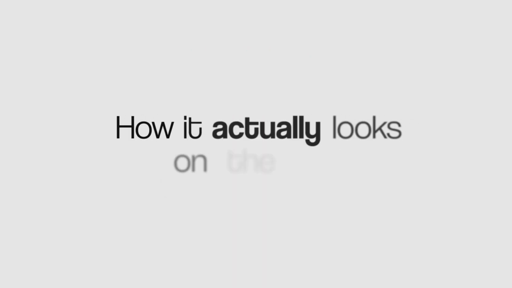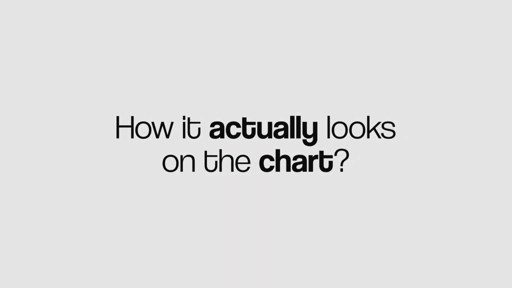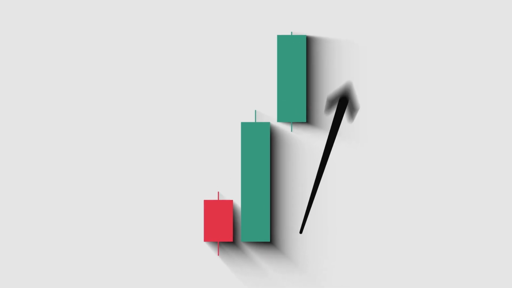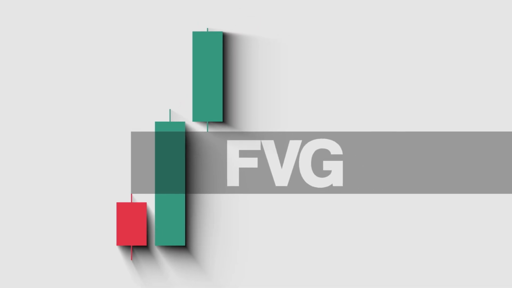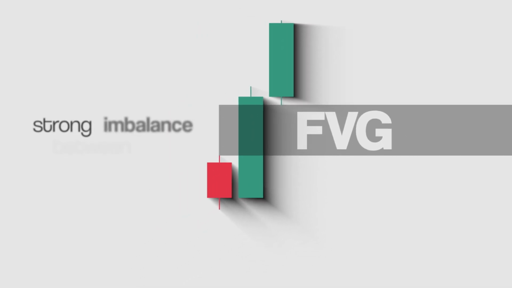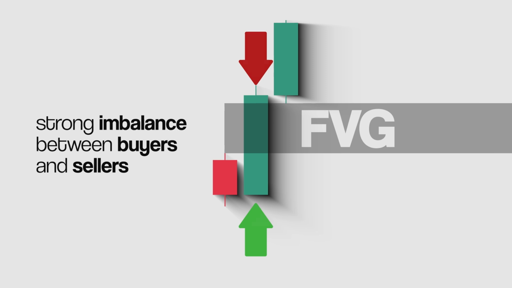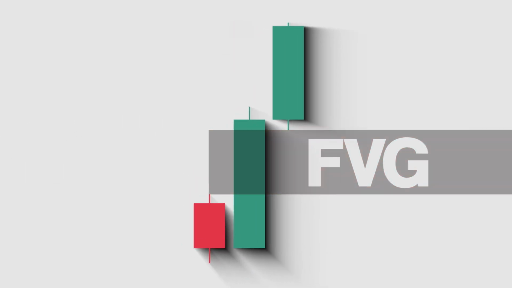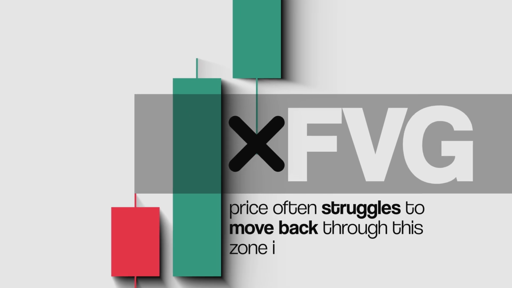Let's start by defining how fair value gap actually looks on a chart. For that, take a look at this three-candle sequence. Here we see three strong candles moving aggressively in one direction. Notice something important. The wick of the first candle does not overlap with the wick of the third candle. That price gap between the high of the first candle and the low of the third candle defines the fair value gap. This structure forms because of a strong imbalance between buyers and sellers. Price moves too fast, leaving behind an inefficient area where liquidity was skipped, which is why price often struggles to move back through this zone immediately.